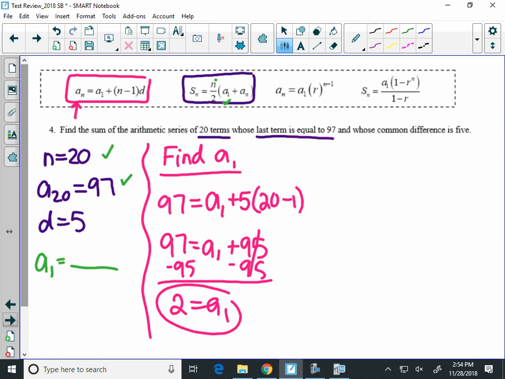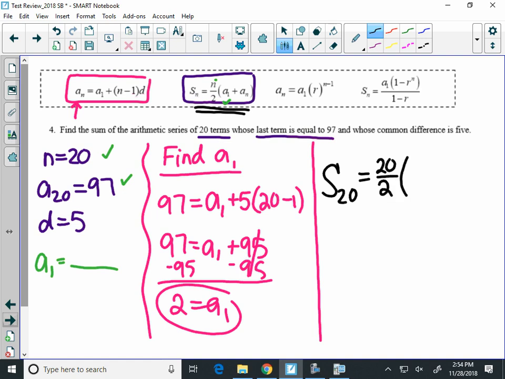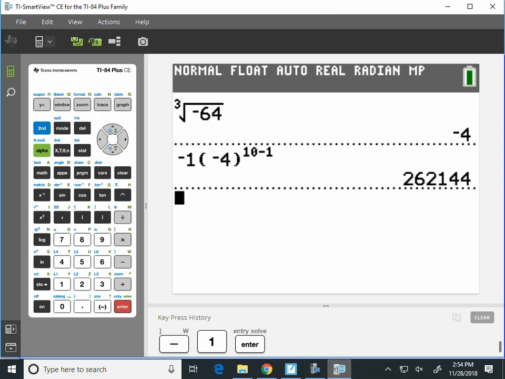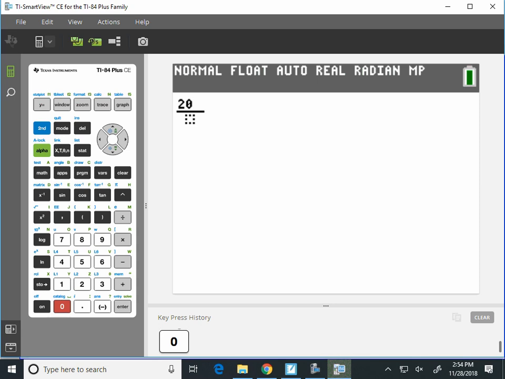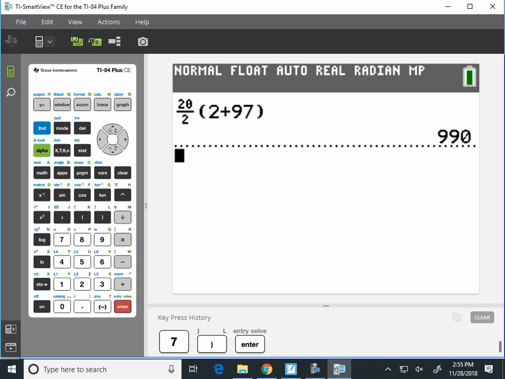That's important because now that I know the first term, I'm able to put that all into the series formula to find the sum of those 20 terms. We're going to take 20 divided by 2 times the first term, which we just calculated as 2, plus the last term. You're going to type that into your calculator, which I'll show you. You make your fraction, 20 over 2, which you could also type in as 10, times 2 plus 97. You should get that the sum is 990.